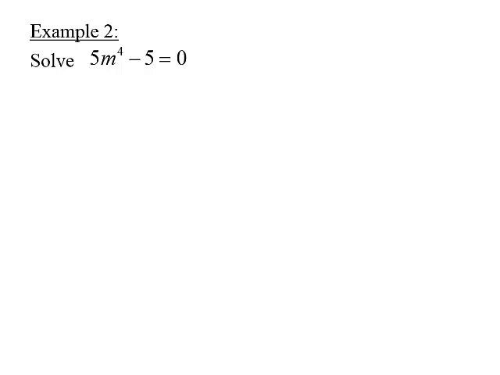Another example is 5m to the 4th minus 5 equals 0. To solve this equation, notice that we have a polynomial, specifically a binomial, equal to 0. To factor this binomial, we first see that there is a common factor of 5. Factoring a 5 out leaves 5 times m to the 4th minus 1 equals 0.